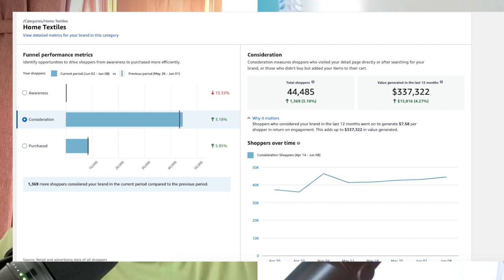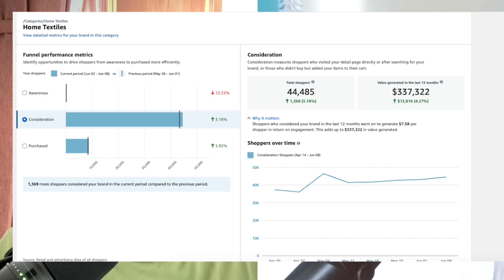So in order to assess this metric, you can actually look under the brand metrics tab. The brand metrics tab now has a more funnel based layout, which is much more useful. So you can see the awareness, consideration, and purchase number of shoppers. And then you can also see now what is the value generated in the last 12 months. So total shoppers, it tells you which are the shoppers who considered your brand but did not purchase immediately. And we know that sometimes shoppers could purchase in 2 weeks' time, a month's time as well. And this value generated gives you that insight.